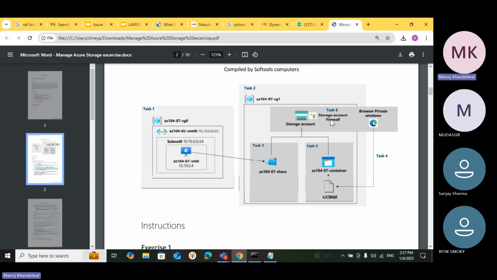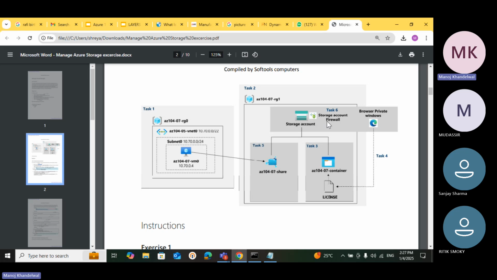So what we'll do is we will make sure that the storage is accessible only within our network, within the office. It won't be accessible outside. So we make some setting in the firewall. So this will give you access to the storage only from the office, not from outside.